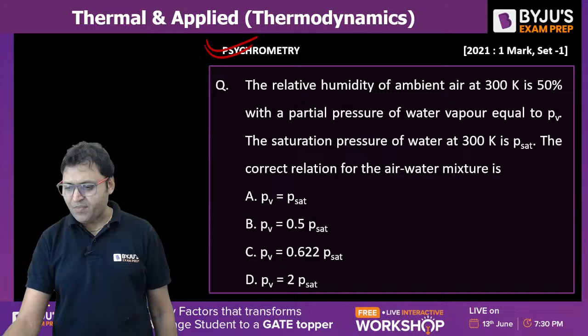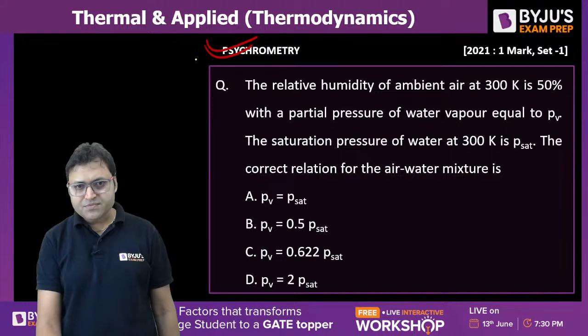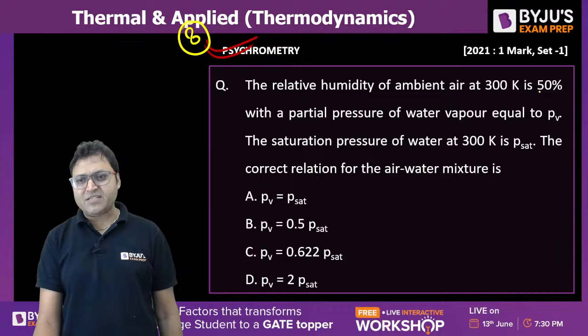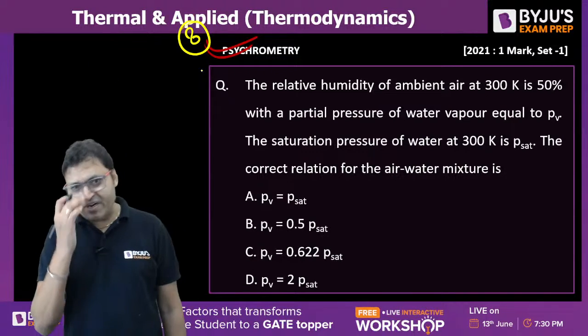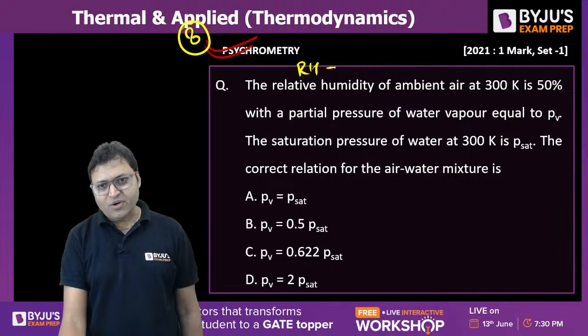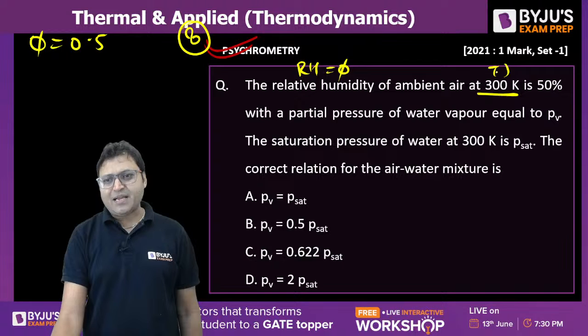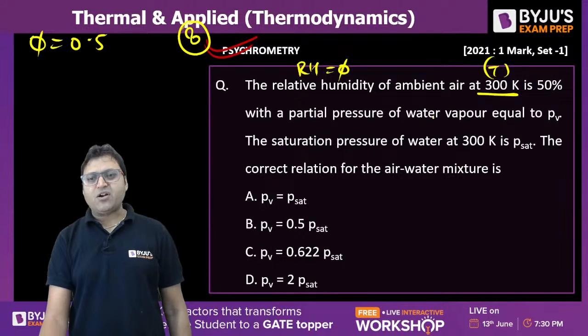This is question number 8. The relative humidity, or humidity ratio, of ambient air is 50%. Relative humidity RH is equal to phi. Phi is given as 50%, 0.5, at 300 Kelvin, that is the temperature, with a partial pressure of water vapor equal to PV and the saturation pressure of water P saturation.